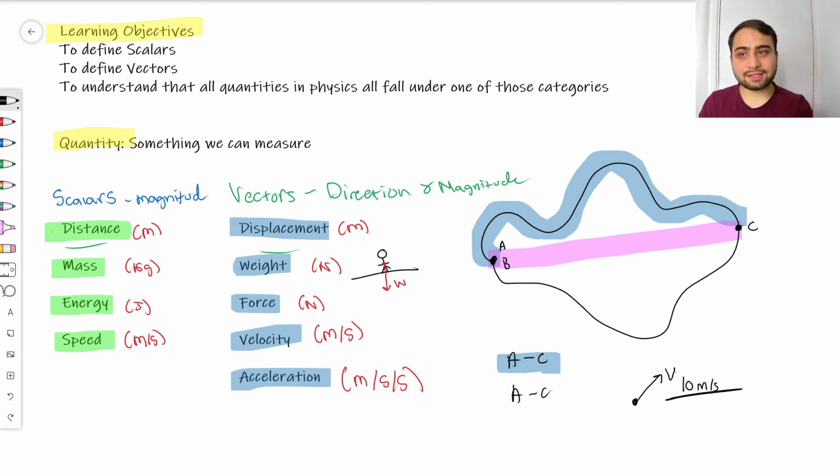So now you understand the definition for a scalar, a quantity with only magnitude, and the definition for a vector, a quantity with direction and magnitude, and you understand some of the quantities that fall under these two groups.